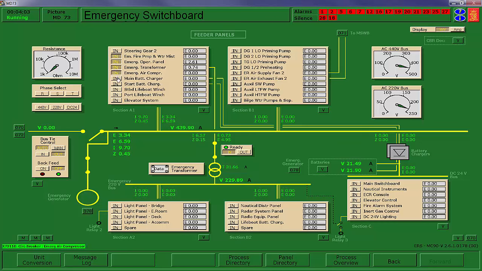Then emergency air compressor, main battery charger, start battery charger, both our diesel generator lube oil priming pump, the diesel generator preheating, number 2 supply and exhaust fan, auxiliary salt water, low temp fresh water pump, and the bilge water pumps. We're going to go ahead and put all our lighting panels on. We don't want anybody tripping in the dark. The captain has said he wants power to his nautical distribution panel and his radar and radio equipment, so we'll go ahead and put those on.